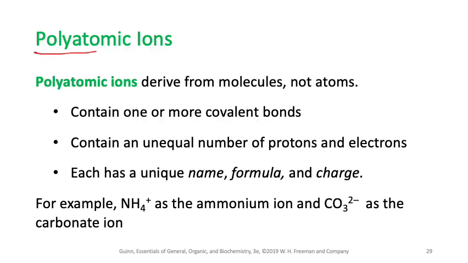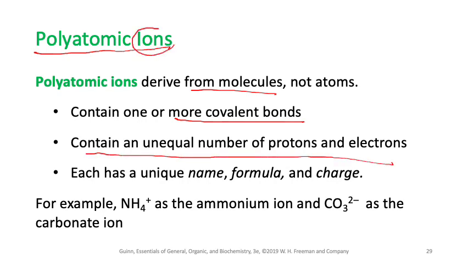Now we have another topic called polyatomic ions. The name is already telling you what this kind of ion is. Poly means many, atomic means atoms. When more than one atom combine together through one or more covalent bonds, they form a polyatomic ion. They always form from molecules, and they always contain an unequal number of protons and electrons. That's why they always have some kind of charge. It can be positive, it can be negative, right?